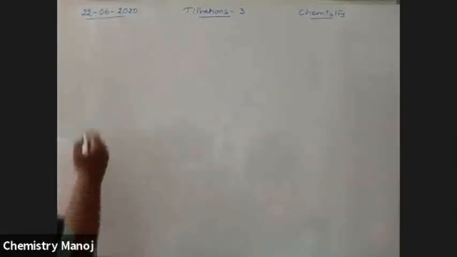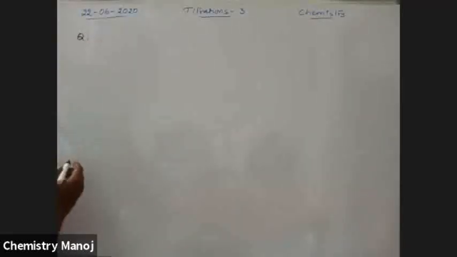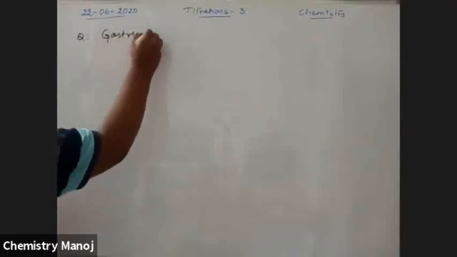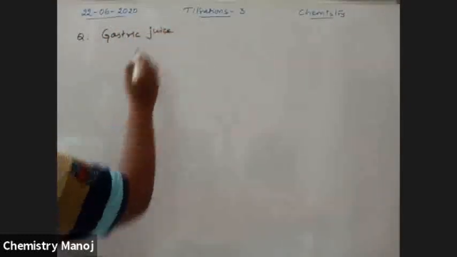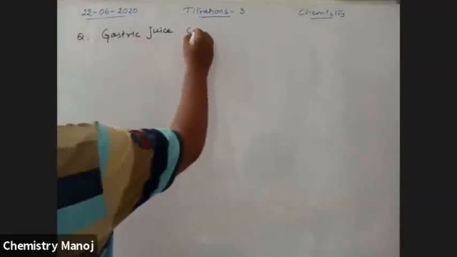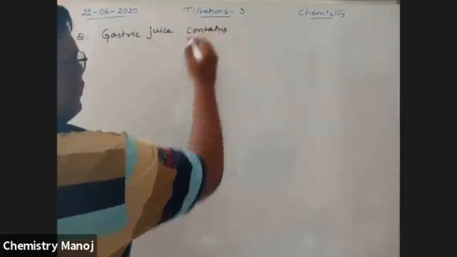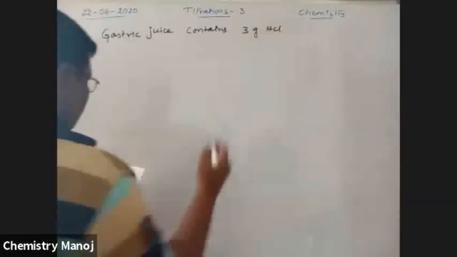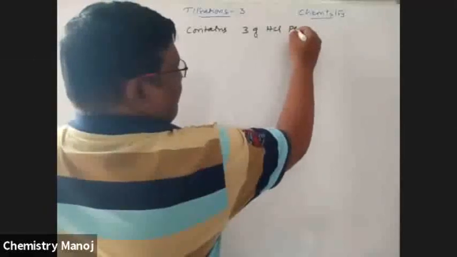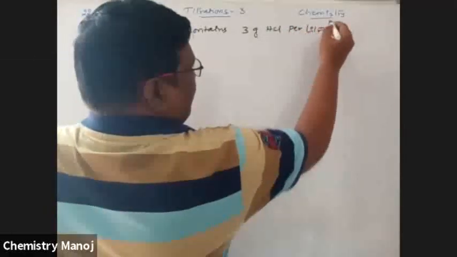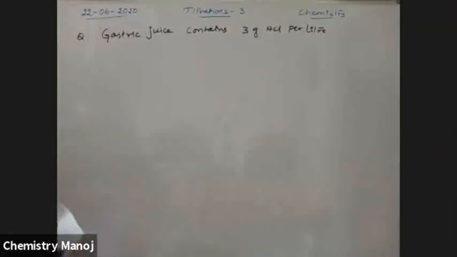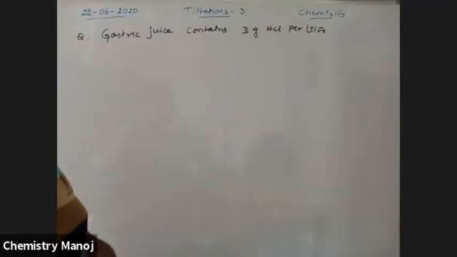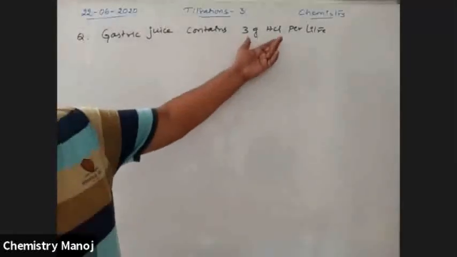See here, the question is: gastric juice contains 3 gram HCl per liter. That means in our stomach, some gastric problems are there. So that is nothing but gastric juice, and that is due to the presence of this 3 grams HCl per liter.